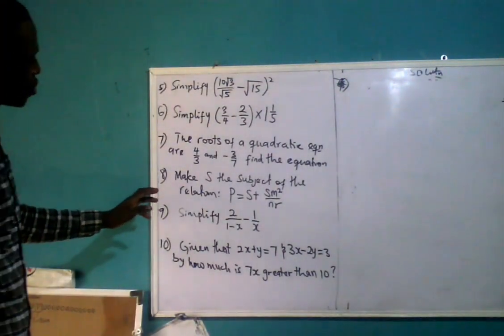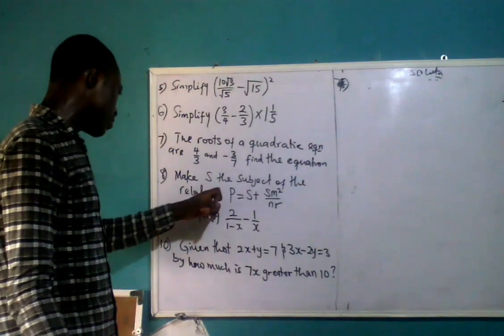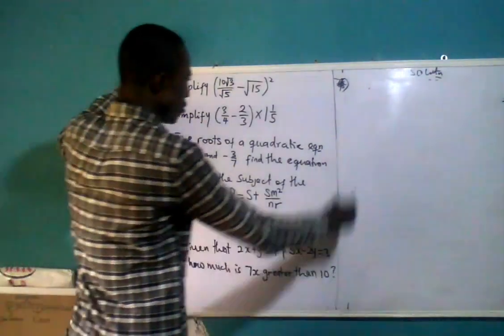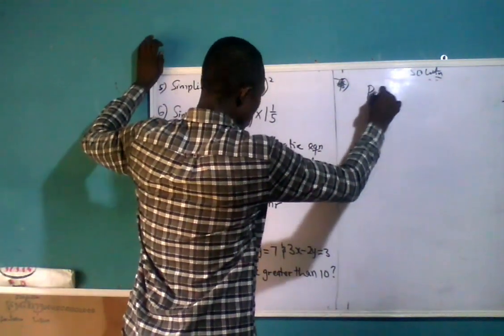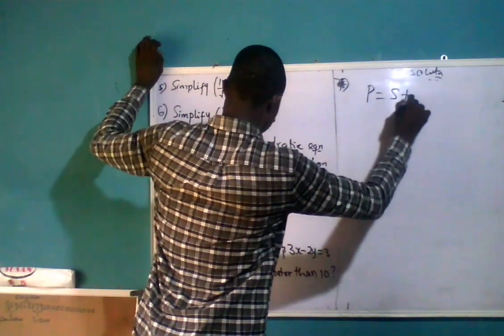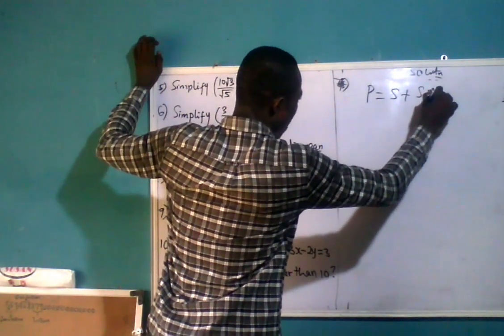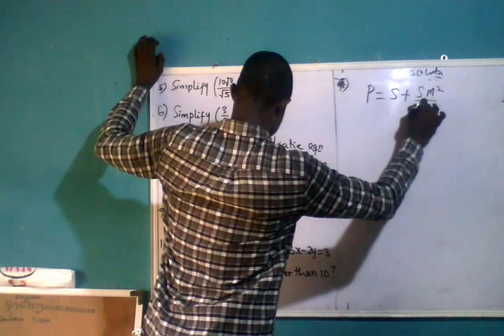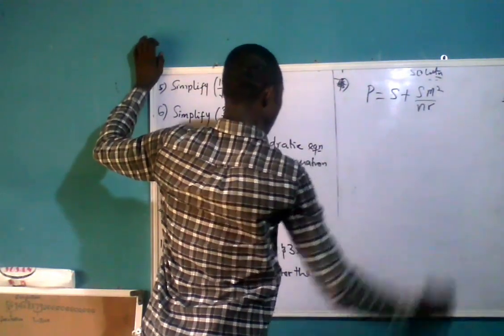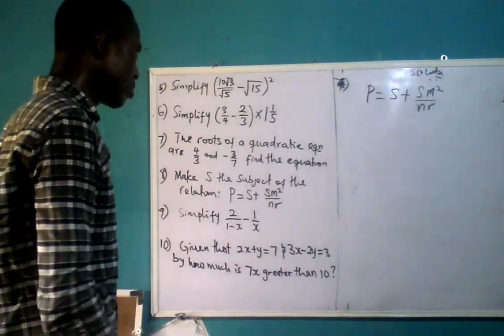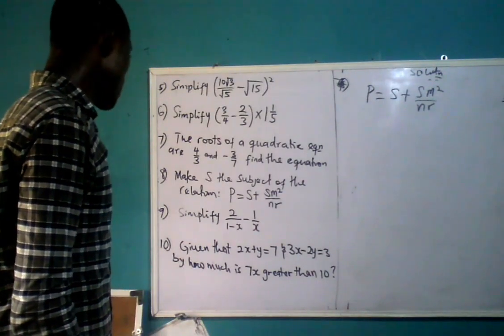Question number 8, we are asked to make S the subject of the formula in this relation. Let's put down the relation. The relation is given as P equals S plus SM squared all over NR. Okay? And we have to make S the subject of the formula.